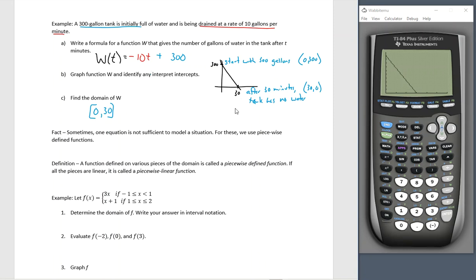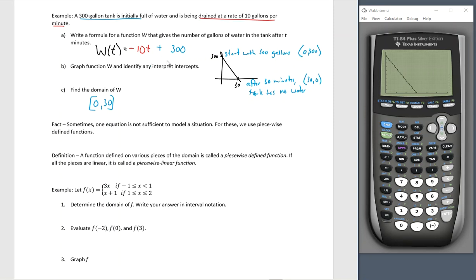This function doesn't go on forever because within the terms of this model, we're only talking about water in 30 minutes. So after 45 minutes, I don't know, the tank's just sitting there. Why are you still there? Playing on your phone? Come on, move along, do what you need to do. So you have to keep the domain in mind based on the situation as well as the equation.